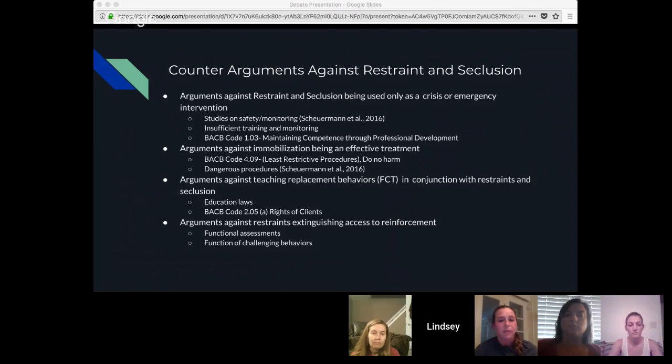It's also argued that restraint extinguishes access to other reinforcement and is meant to be aversive. However, if it's not aversive or it's not removing them from reinforcement, it can actually be serving as reinforcement by giving the individual attention or allowing them to escape from a difficult demand. With insufficient training being given on restraint and seclusion, it questions whether there's FAs or FBAs being conducted to actually determine the function before using these interventions for crisis.